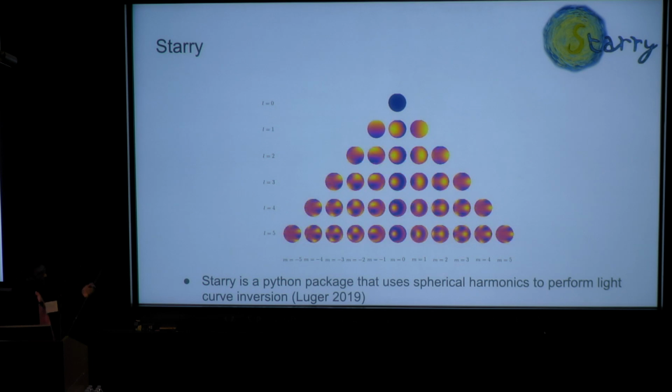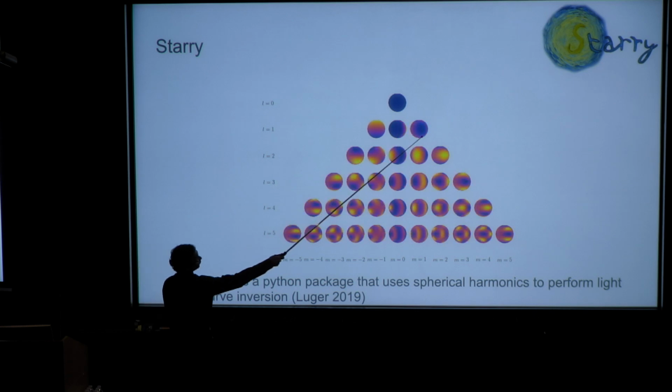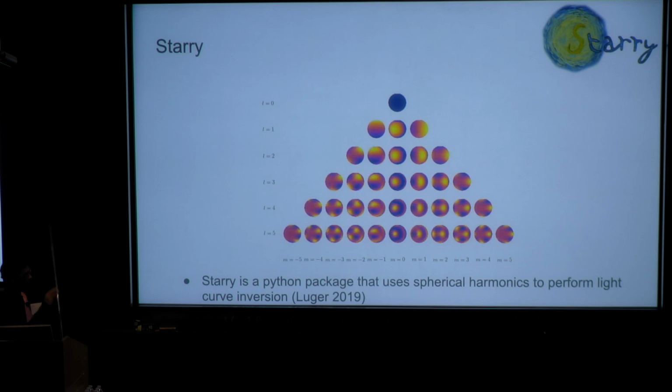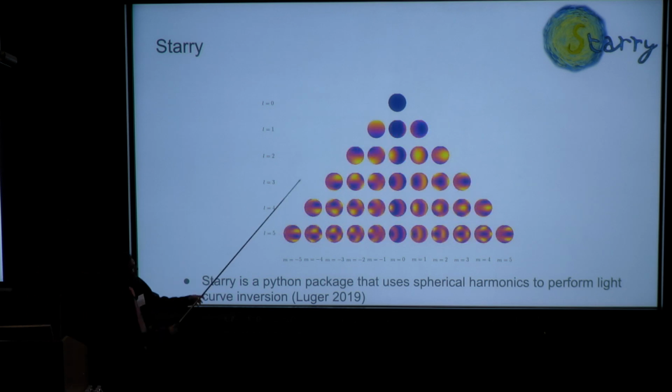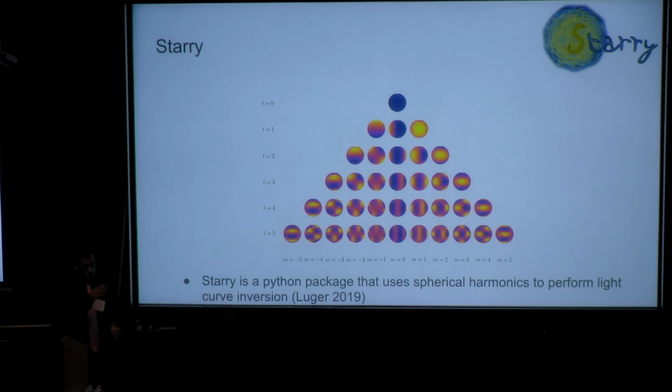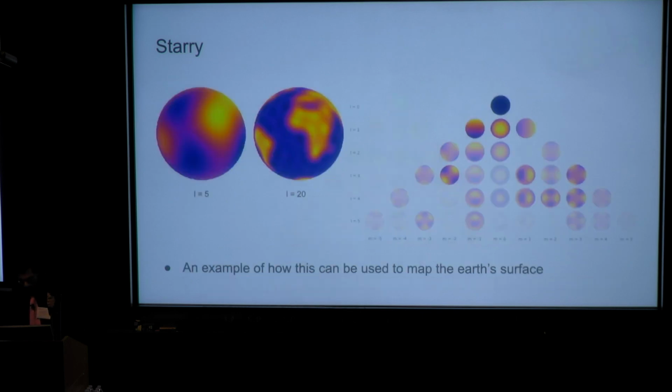If you look at L equals 1 and M equals 1, as it rotates, the flux of the light curve will change. As it gets to the more purple part, the light curve will dim. But if you look at M equals -1, as it rotates, you don't really notice a change. So that's how this works. This is one of the packages that I used.